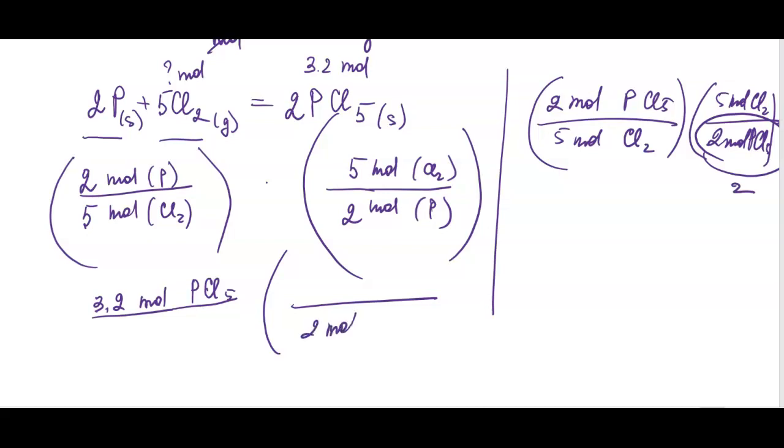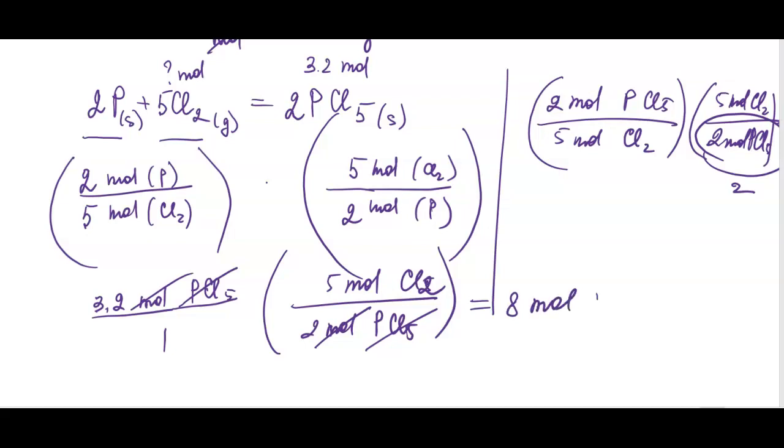So 2 moles of PCl5 here and 5 moles of Cl2 are at the top, right? And moles of PCl5 are cancelled out here, and we end up with the amount of moles for chlorine. Now we just need to multiply 3.2 by 5 and divide by 2, right? So let's do it together. It will be 3.2 multiplied by 5 and divided by 2. 8. 8 moles of chlorine.